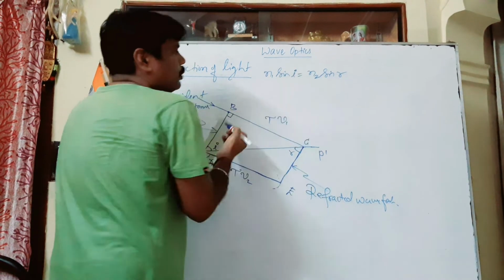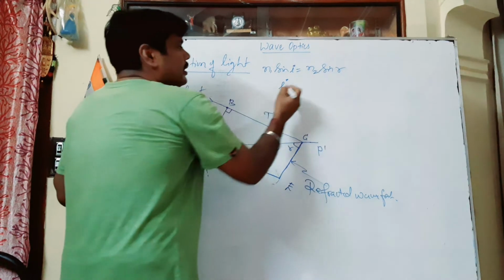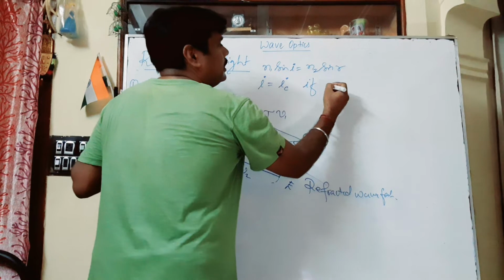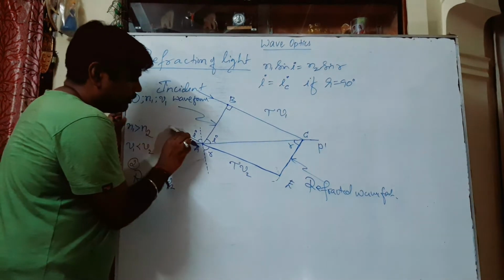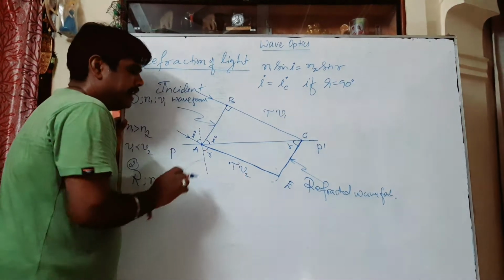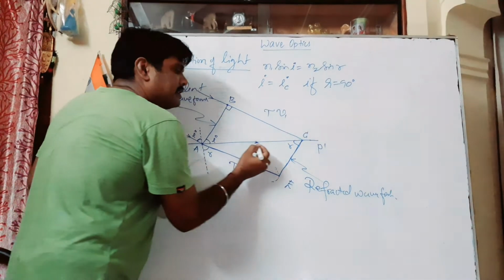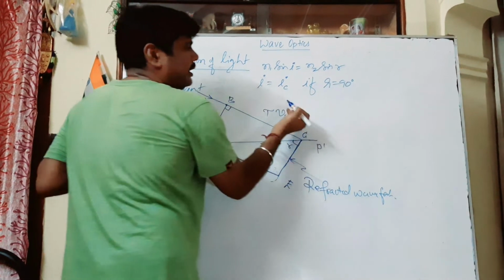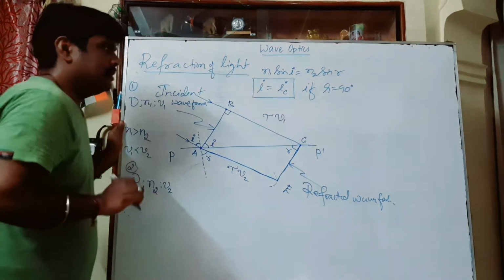You know what the definition of critical angle is? IC stands for critical angle. The angle of incidence is equal to the critical angle if the angle of refraction is 90 degrees. See, when the angle of incidence increases, the angle of refraction also increases. At a particular angle of incidence, the refracted ray just grazes the surface between the two media. At that time the angle of refraction becomes 90 degrees. That particular angle of incidence is known as the critical angle.